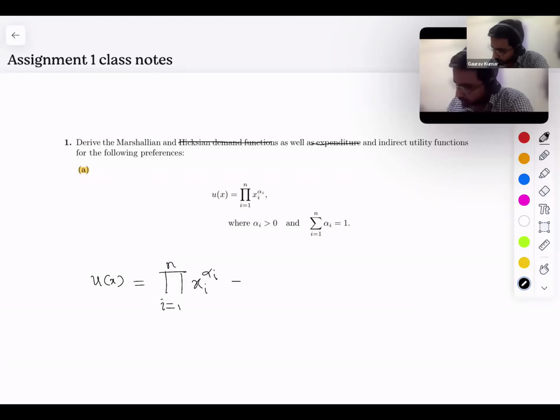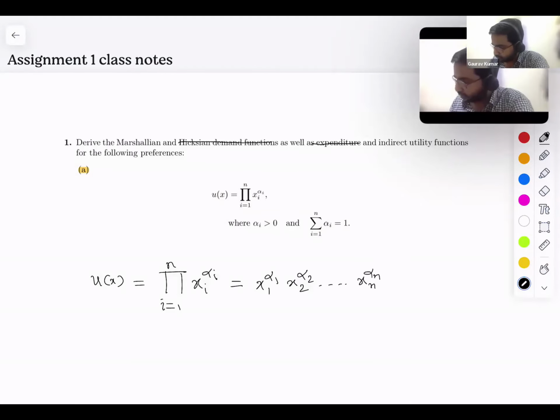So this is nothing but multiplication of various xi's to the power alpha i's. When I expand this notation, it becomes x1 to the power alpha 1, x2 to the power alpha 2, and so on till xn to the power alpha n. Fine. This is your utility function which has been given to you.